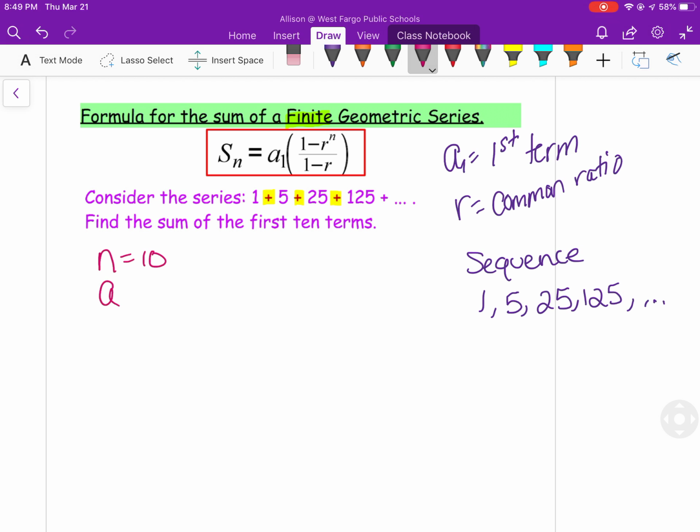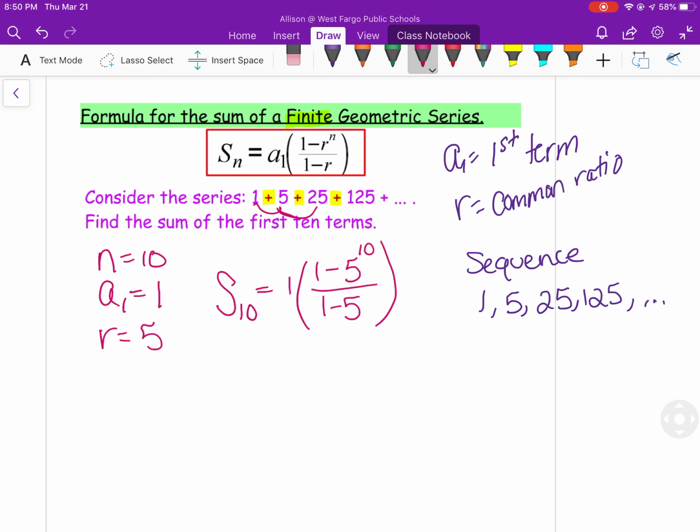So S sub n is 10 terms. a sub 1, the first term in this series, is 1. r is our common ratio. So how am I getting from 1 to 5, 5 to 25? I'm multiplying by 5, so r is 5. And so I have everything I need to plug into my formula. The sum of the first 10 terms, S sub 10, will equal 1 times the quantity (1 minus 5 to the 10th power) over 1 minus 5. So I plugged in 1 for a sub 1, 5 for r, and 10 for n.